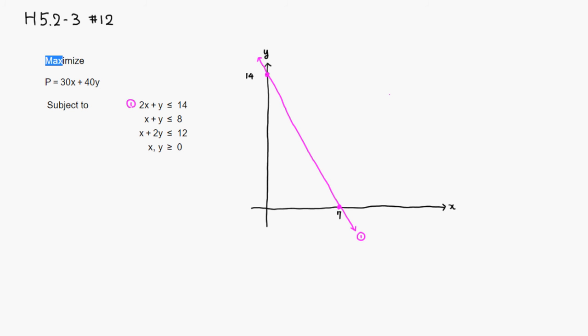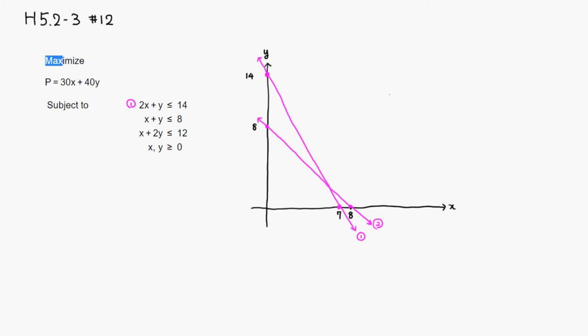Second constraint. The x-intercept is 8 and the y-intercept is 8 as well. So 8 is probably right next to 7, right here, and 8 is probably around there on the y-axis. We connect those two, so it's going to look kind of like this. This is number 2.